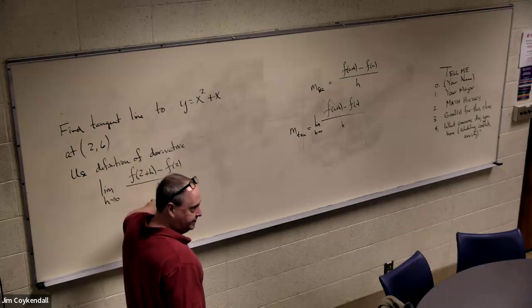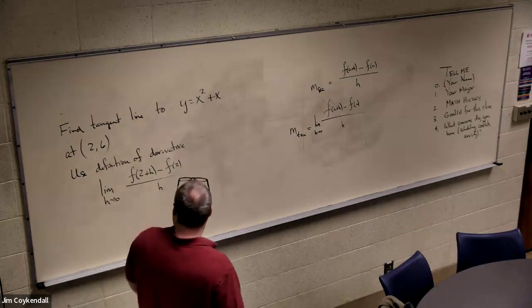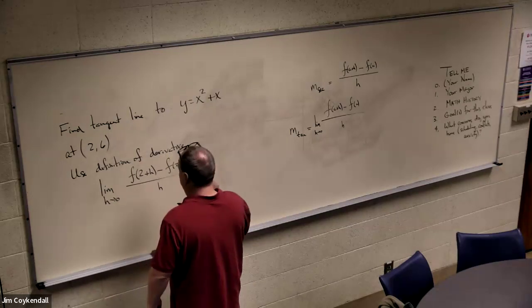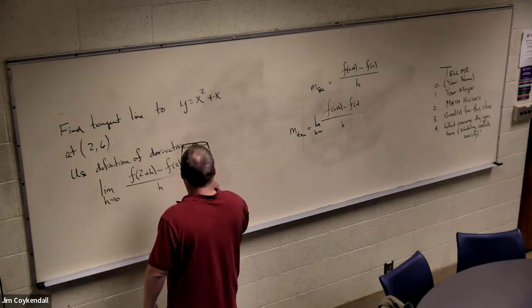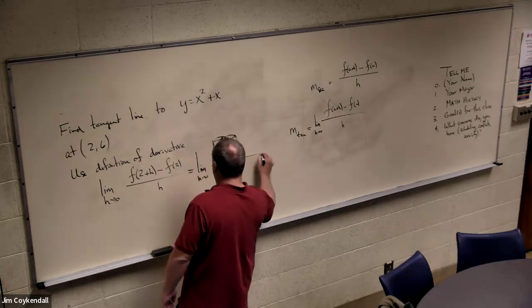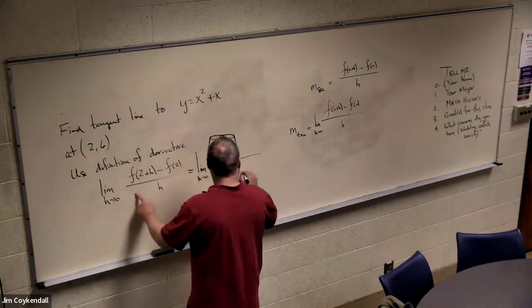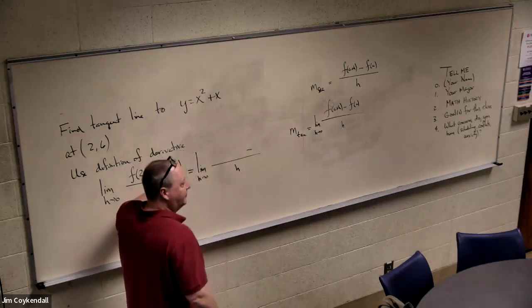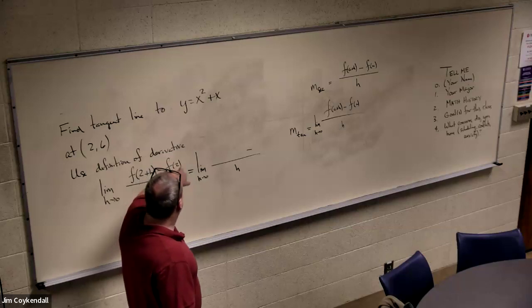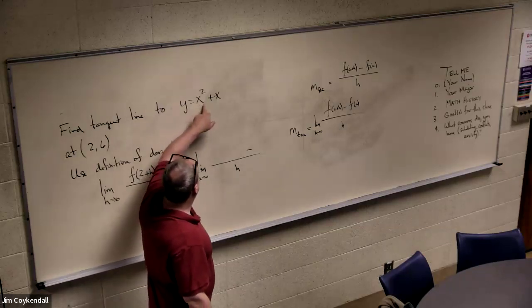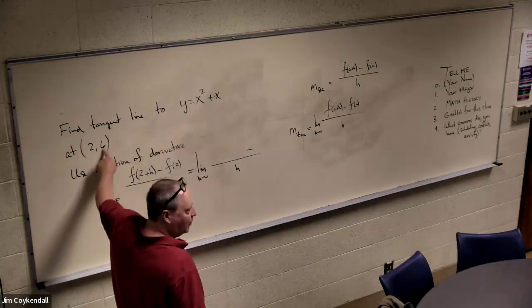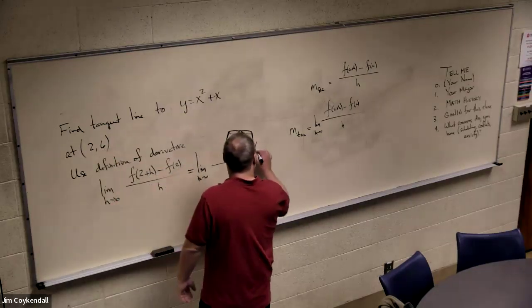Everybody cool? Now let's just plug this in and see what shakes out. F of 2. Well, just plug this in here and I get 4 plus 2 is 6. It's also the y coordinate here, so I have that.